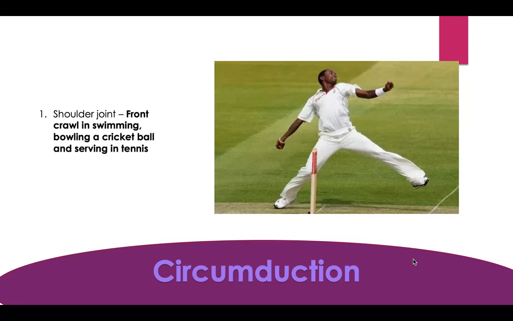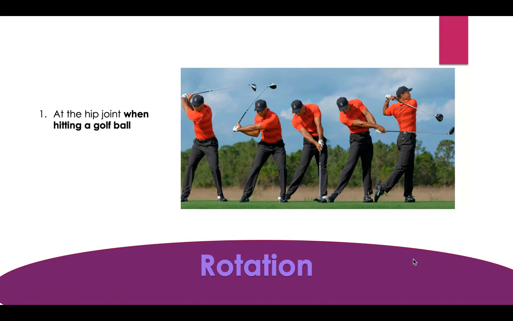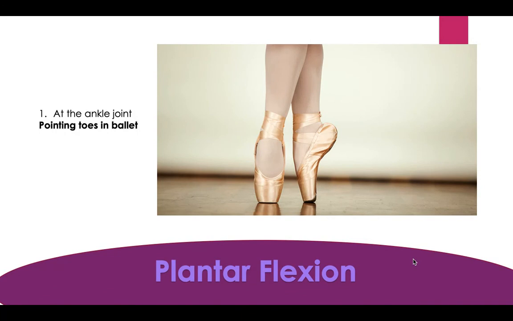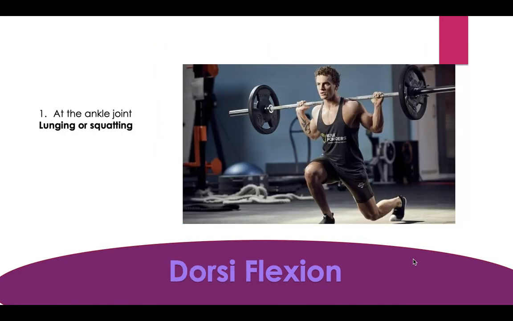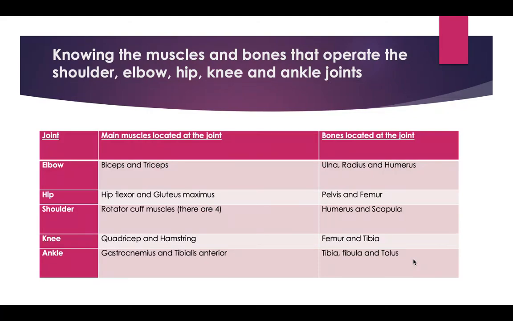Circumduction would take place in a cricket bowl because your shoulder joint is moving round through its full range of motion. And rotation takes place in a golf swing. Plantar flexion, pointing the toes in ballet. And dorsiflexion when you are lunging or squatting. You need to know the muscles and bones that operate the shoulder, elbow, hip, knee, and ankle joints. So pause it here and write this all down.